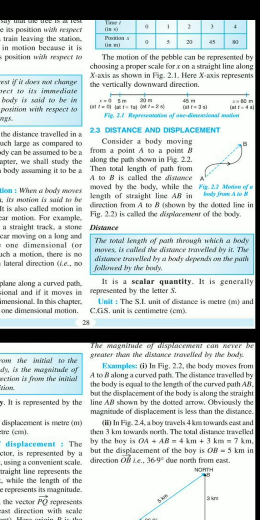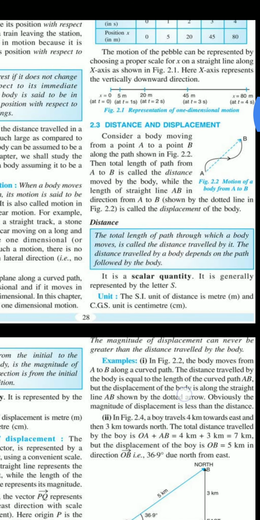So this you can understand. Suppose you are going from your home to your school, right? So there can be two ways: either you go straight to the school, or you first go to your friend's house and then you go to the school. Then displacement is the distance between your house and the school, but distance will be the distance from your house to the friend's house and then friend's house to school.